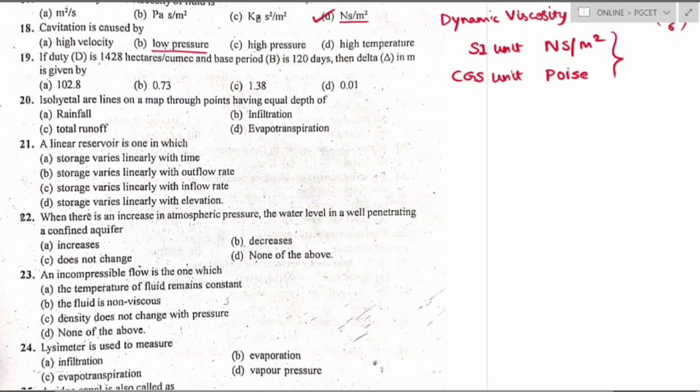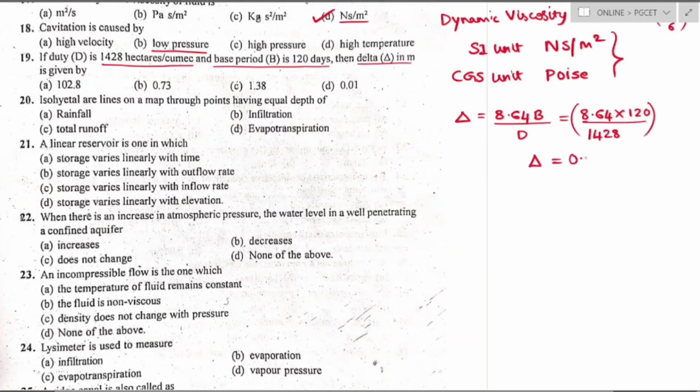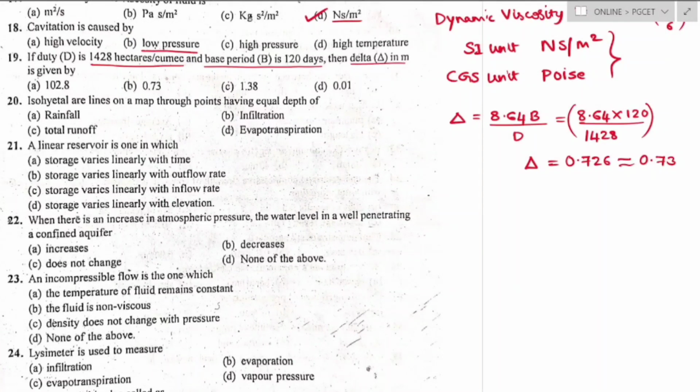Question number 19. If duty D is 1428 hectares per cumec and the base period B is 120 days, then delta is. We know that the relation between the duty D, delta and the base period B is delta is equal to 8.64 B by D, that is equal to 8.64. B is 120 days, that is base period, and D is 1428 hectares per cumec, that is duty. So delta will be 0.726, approximating as 0.73. So the right answer is option B, 0.73 meter.